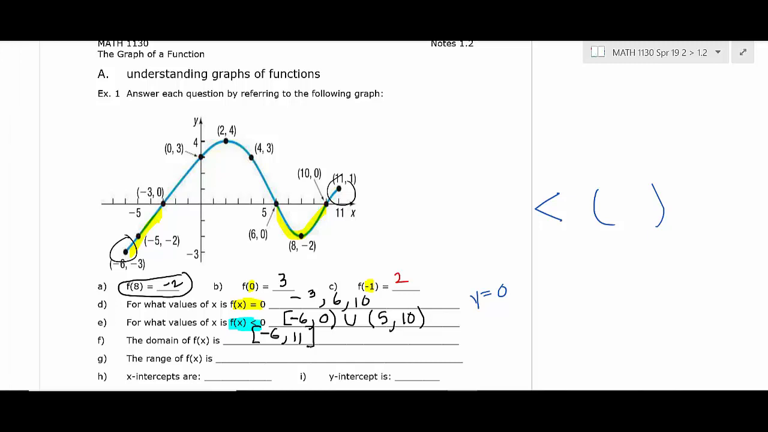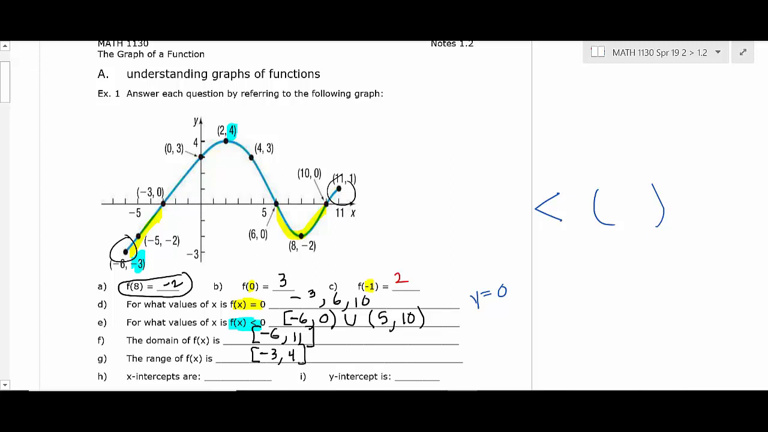Y values. Okay, so we're doing this way. So what's the lowest y value in my graph? -3, right? What's the highest y value? 4. So our range is going to go from -3 to 4. So range, you're looking at the range of y values. And that fits everything in there, so we would just say -3 to 4 like that.